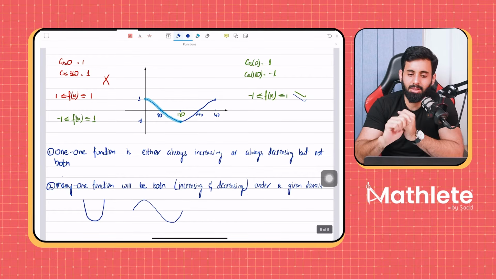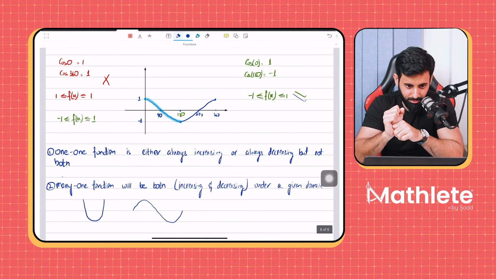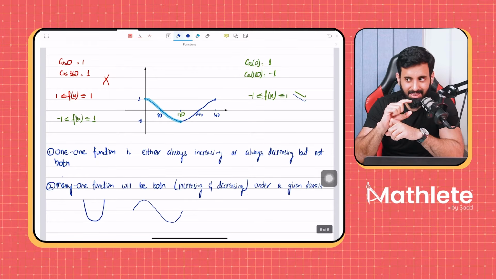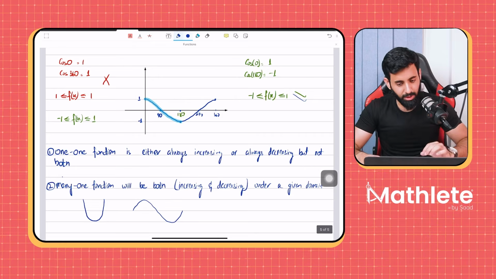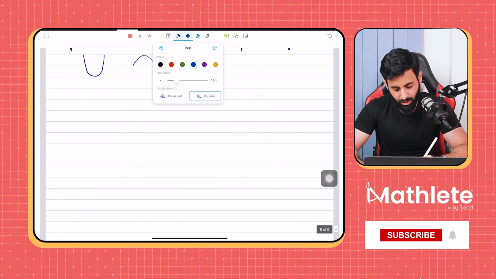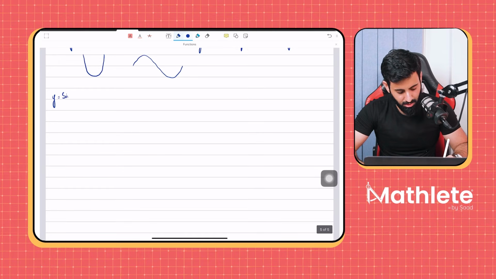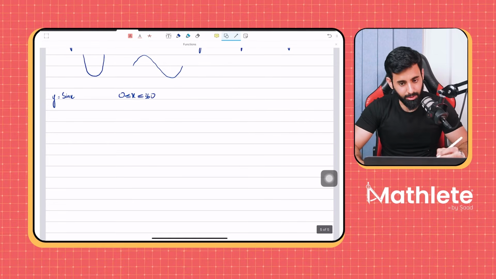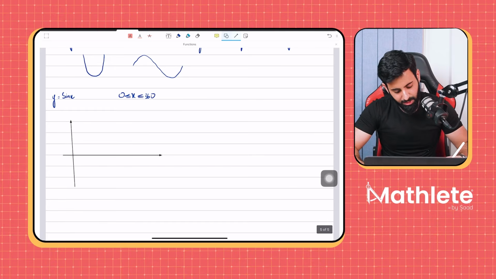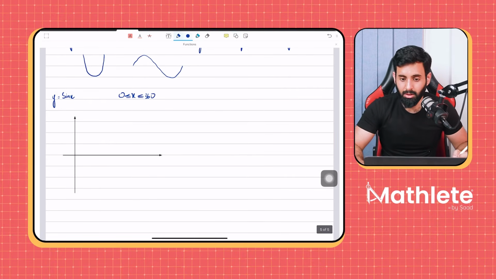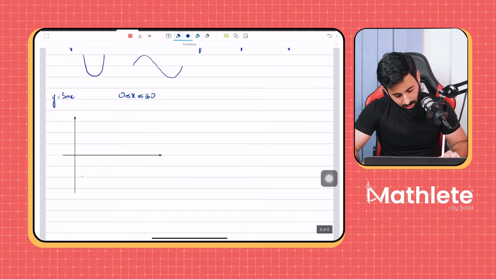Yes. What we do is we restrict the domain. If I restrict the domain slightly, it will turn into a one-to-one function. So for example, let me show you. Let's say we have y equals sine x, and the range is from 0 to 360. Now, during this range, there are multiple intervals where it becomes a one-to-one function. So this is what it looks like naturally from 0 to 360.